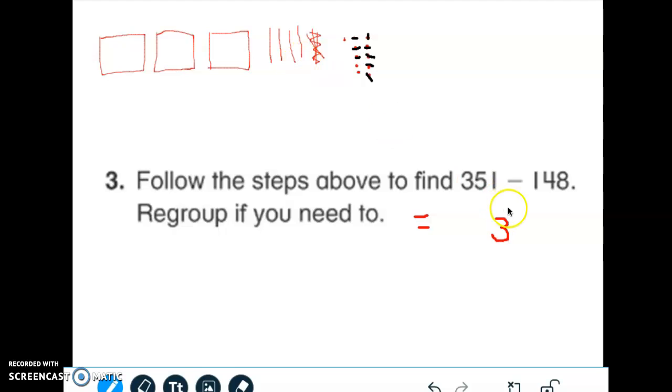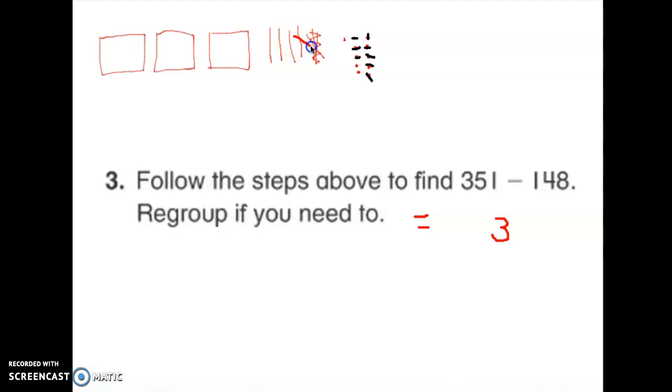Now we need to take away our tens. Here in 148, we have 4 tens. So I need to take away 4 tens here, and we have 4 tens. We used to have 5, but we don't anymore because we moved it to the ones place. So now I'm going to cross out 4 tens. 1, 2, 3, 4. I have 0 tens left. So in my tens place, there's going to be a 0.